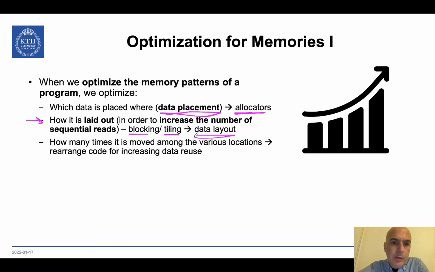And of course, we might also want to look at how the data is accessed in our algorithm, in our code.